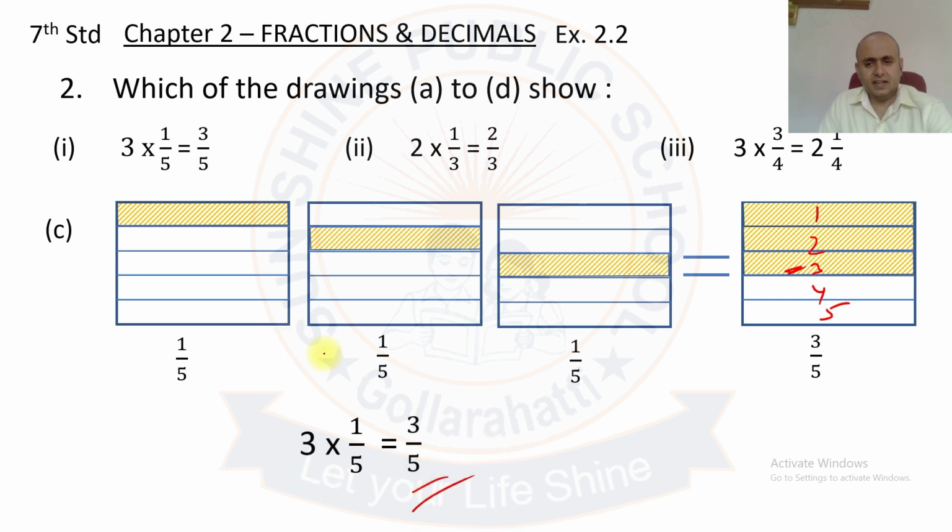So the left hand side and right hand side are equal. Okay. And this picture represents the first question. It is 3 into 1 by 5 is equal to 3 by 5.